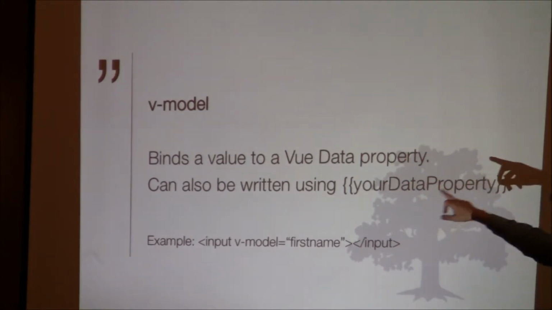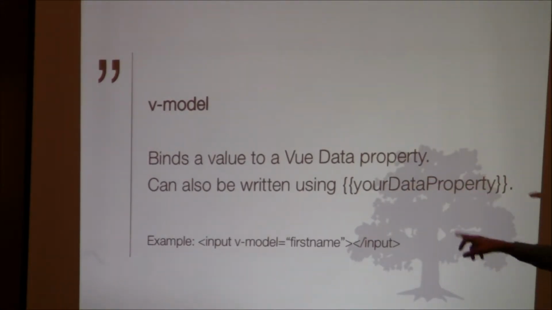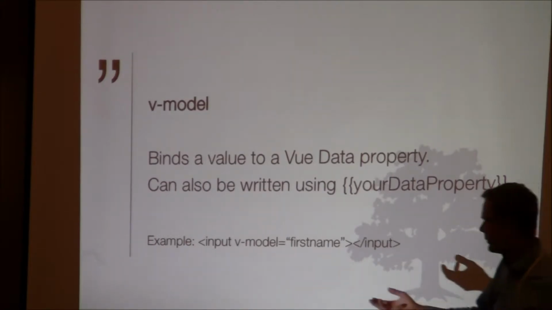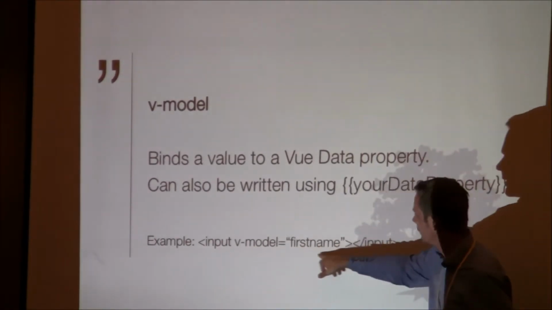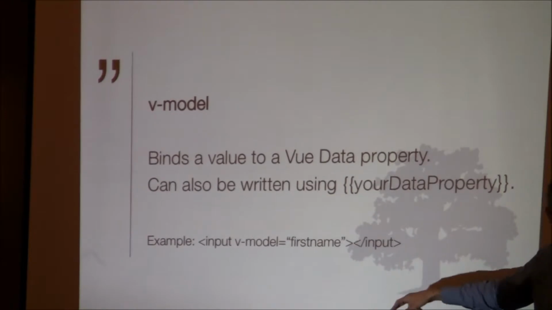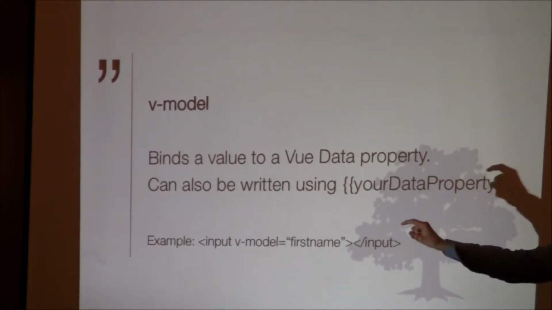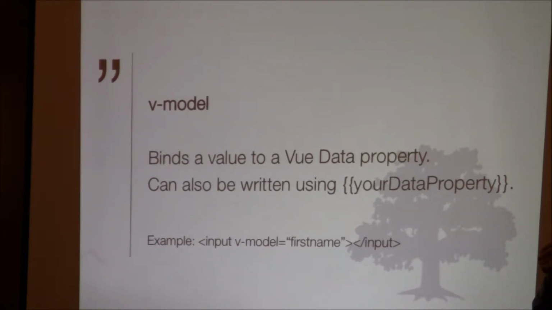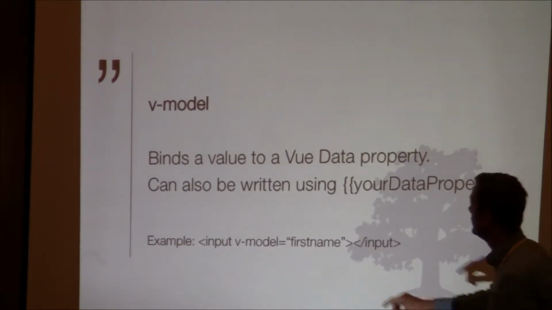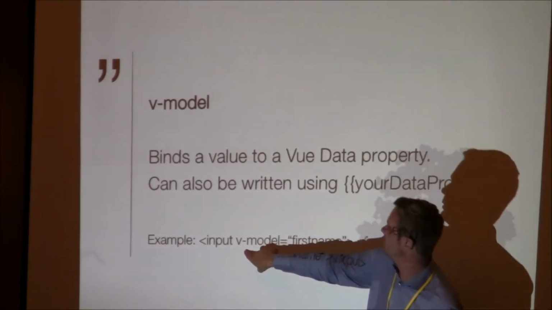v-model binds a value to a Vue data property. Just to show an example: input, v-model, first name. So if you change the input here, all the things you are changing are going to the data, to the property I showed you within the data, automatically, just by using this one, v-model.